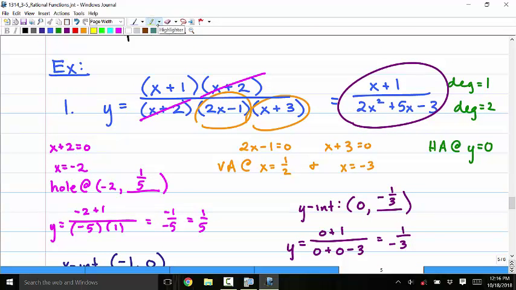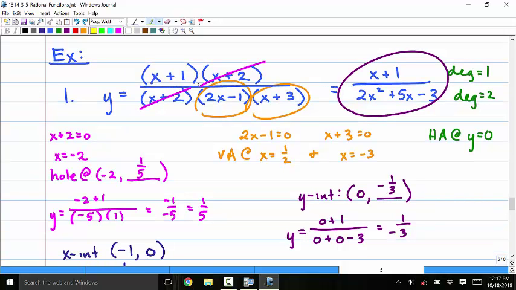Okay, watch this. The common factors gave you holes. The stuff in the denominator gave you vertical asymptotes. The stuff remaining in the numerator gives you x-intercepts. Go put all that together on your graph.